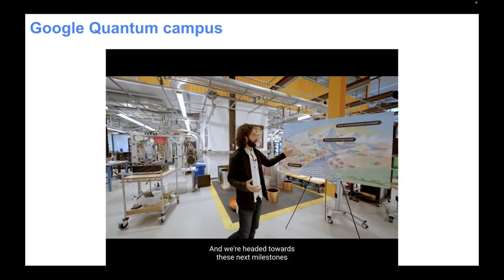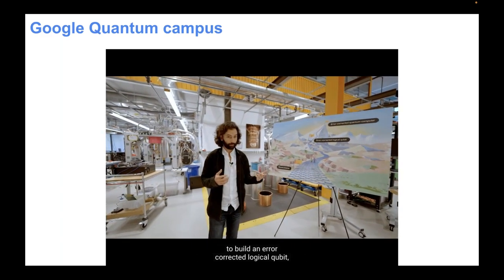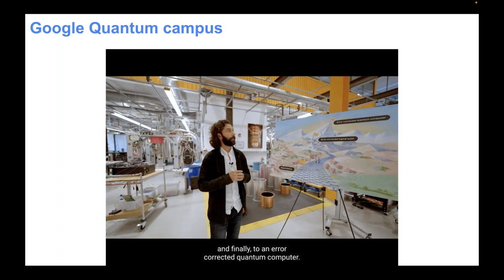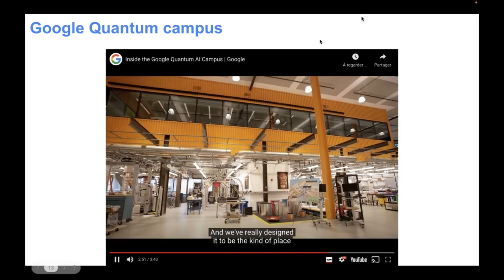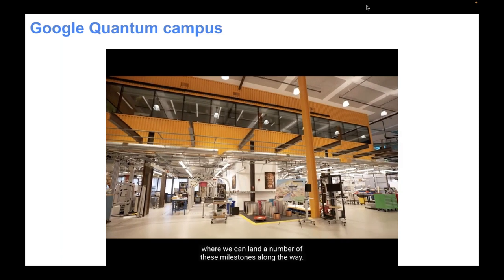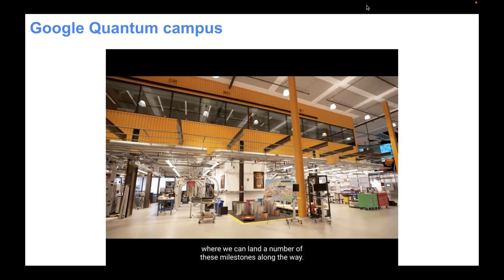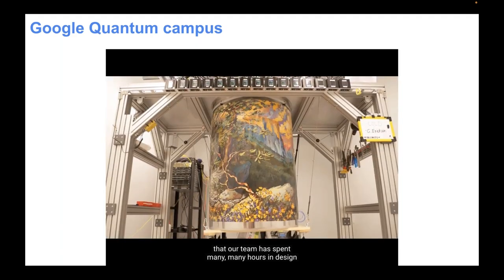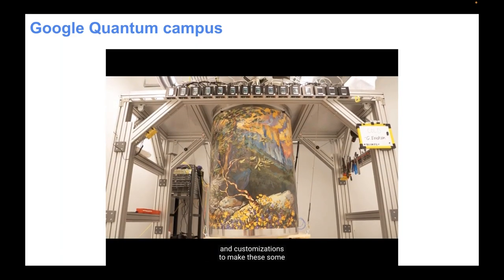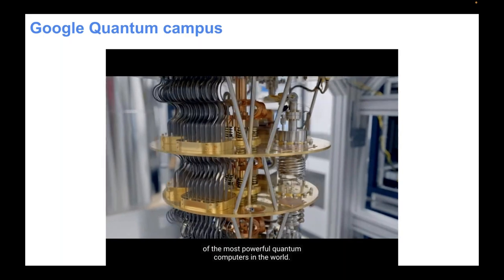And we're headed towards these next milestones to build an error-corrected logical qubit, and finally, to an error-corrected quantum computer. Now, this space will grow, and we've really designed it to be the kind of place where we can land a number of these milestones along the way. Each one of these cryostats are systems that our team has spent many, many hours in design and customizations to make these some of the most powerful quantum computers in the world.